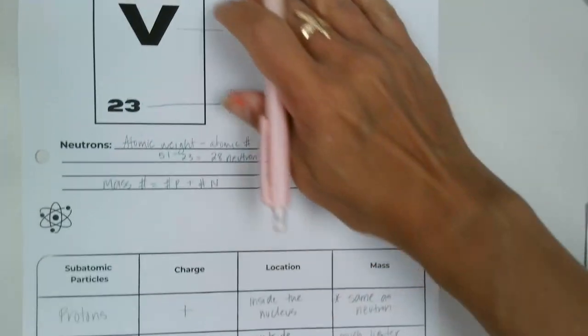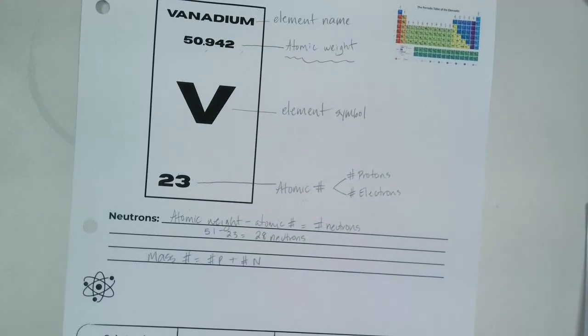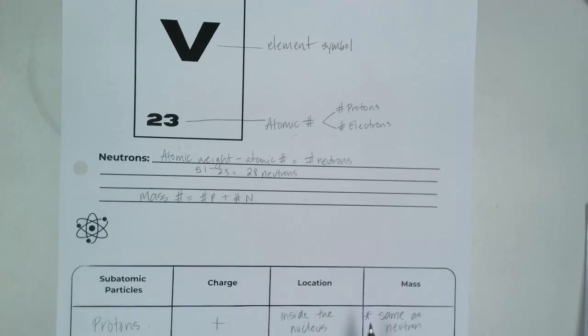So all of this information is called the box notes, and from here we can calculate lots of things that we're going to use in chemistry.